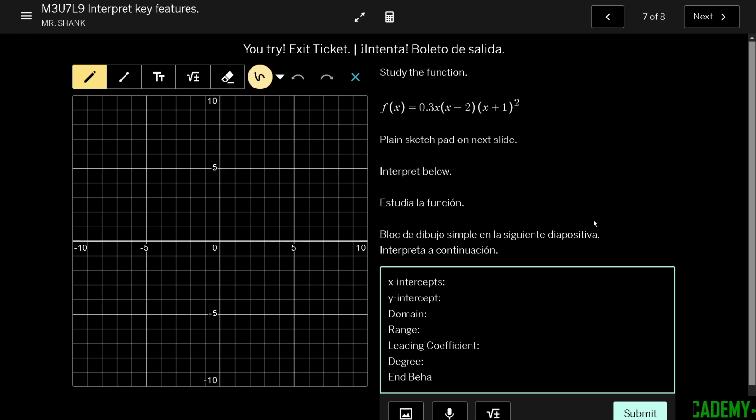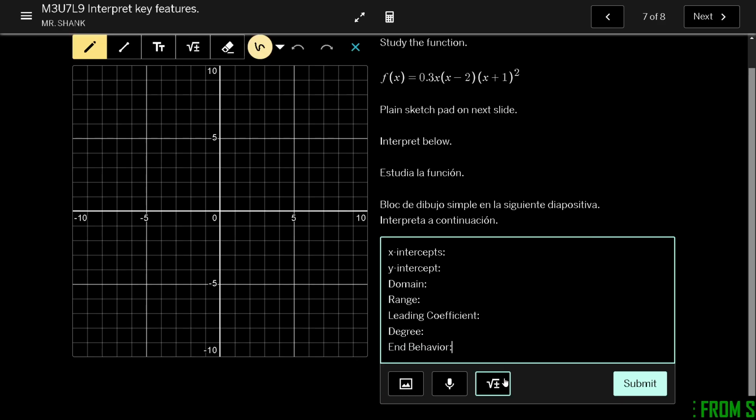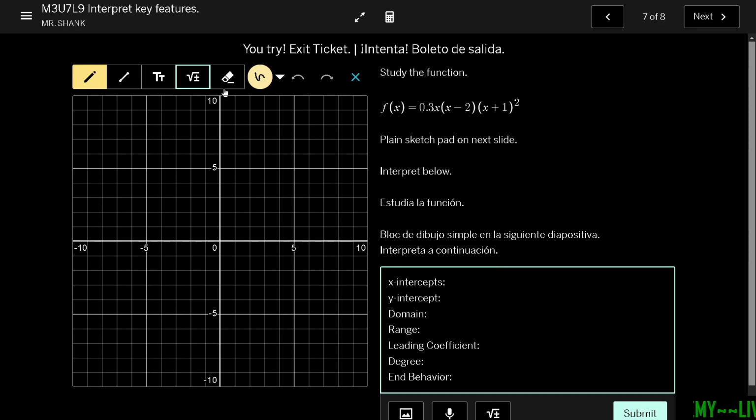Again, please make sure you are using that type math button, so that way you can type in the symbols you need. Again, make sure you sketch out your graph, sketch your x-intercepts first, draw out your end behavior, so that way you're good.